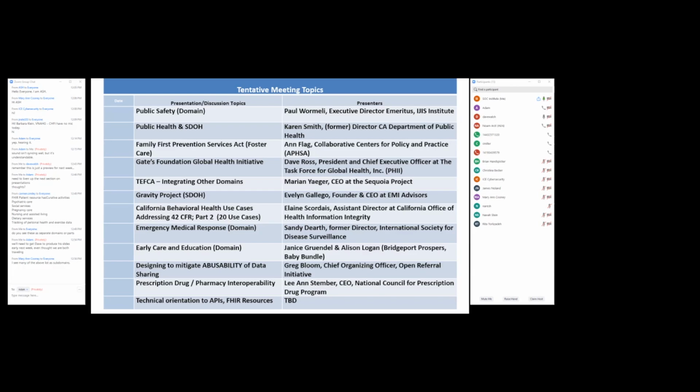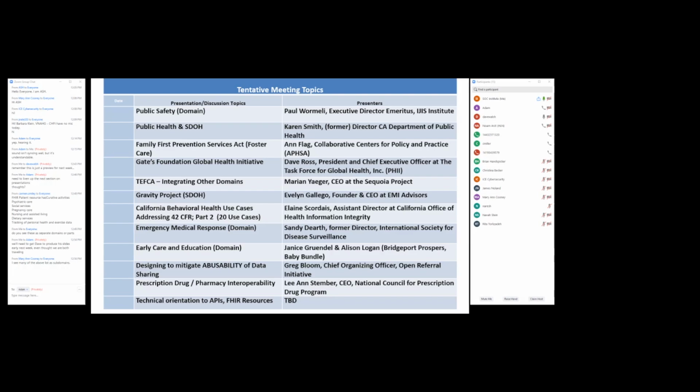Emergency medical response, again, is another domain. And Sandy Dirth, the former director of the International Society for Disease Surveillance, who did a lot of work in that area, expressed a lot of interest in that. Another area is early care and education, which fits into our education domain. And a topic that Greg brought up the other week, and others have brought up, is that we all believe that sharing data and information is great, but there is an issue of abusability. There's an issue, of course, with the current administration, about how much information we want to have out there.